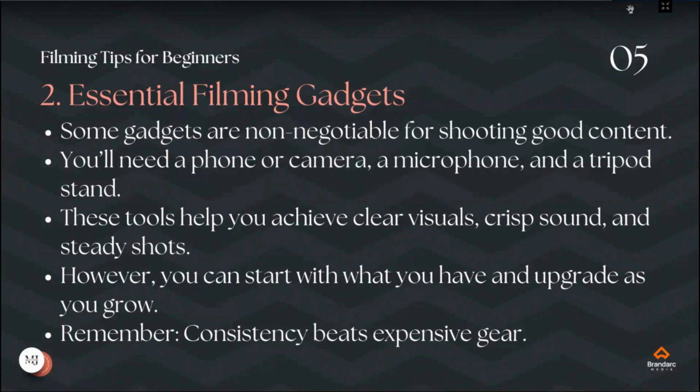But for those that you know that you can actually get it, you have the means of getting this, then these are basics. You need a phone or a camera, a microphone, and a tripod stand. These tools will help you achieve clear visuals, crisp sounds, and steady shots. Because if you're telling someone to help you use their hand to hold, it will shake. And I get irritated when I see a camera frame shaking.